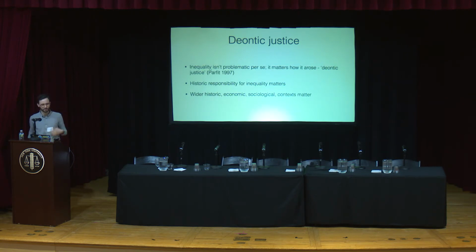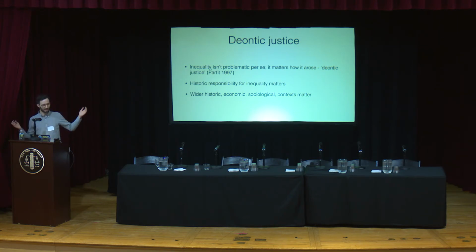So another important concept which comes up in the egalitarian justice literature is that inequalities in and of themselves may not be morally problematic, but rather the moral problem arises because of how the inequalities themselves came about. And this is what Derek Parfit calls deontic justice.